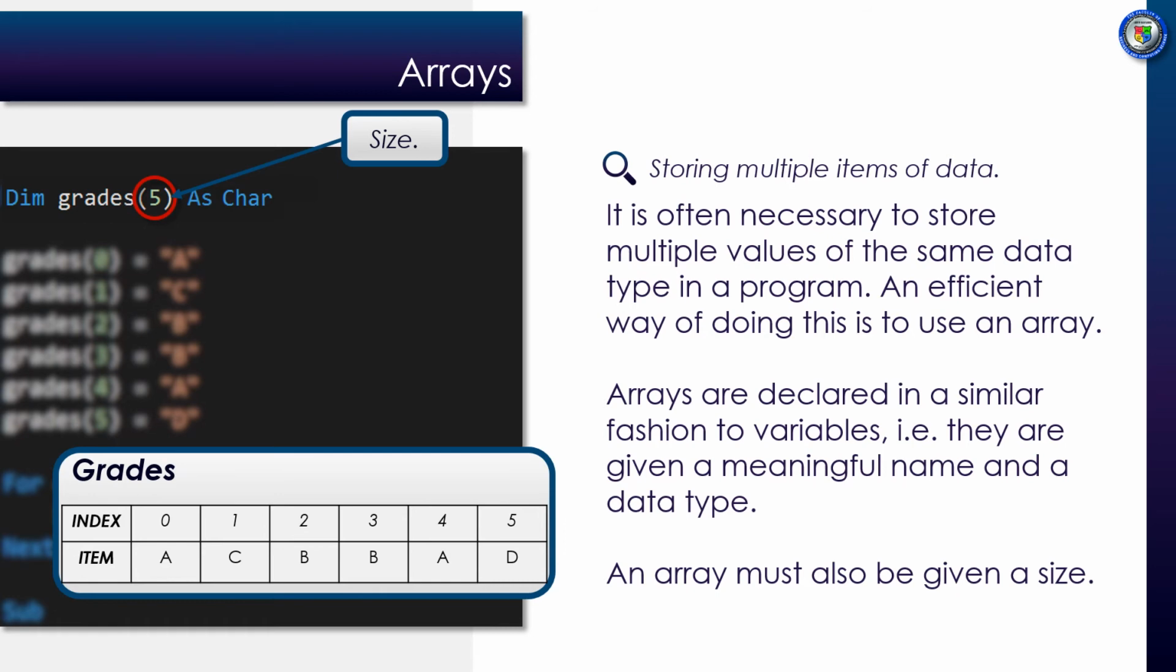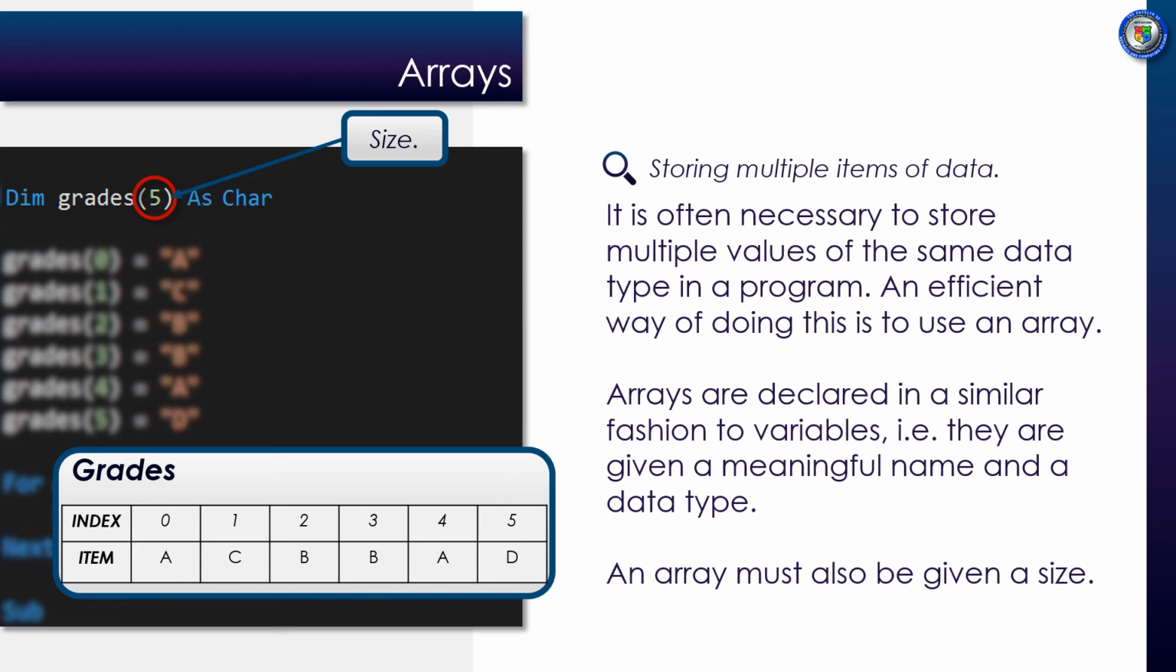We then need to tell the computer how big our array should be, or how many pieces of data we plan to store. Inside our parenthesis, we give a number. This tells the computer how many elements we want within our array. We can store a piece of data within each element. These elements are identified using indexes.